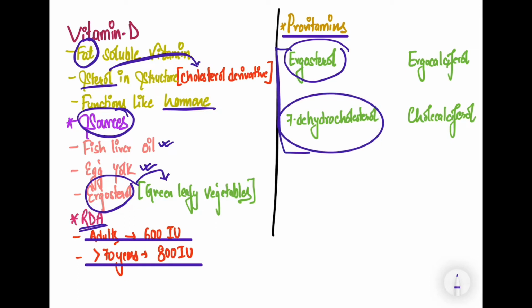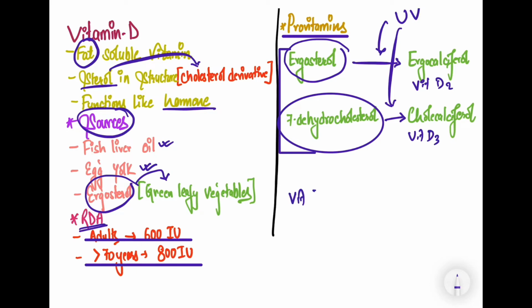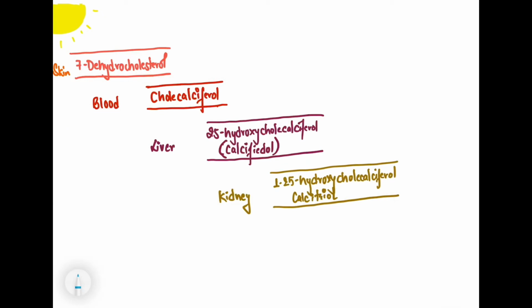These two are the provitamin forms of vitamin D, and upon UV exposure, ergosterol and 7-dehydrocholesterol are respectively converted to ergocalciferol and cholecalciferol, that is vitamin D2 and vitamin D3. So the vitamin D that we get from the diet and from the sunshine, these two forms of vitamin are inactive forms. Now moving on to activation of vitamin D.